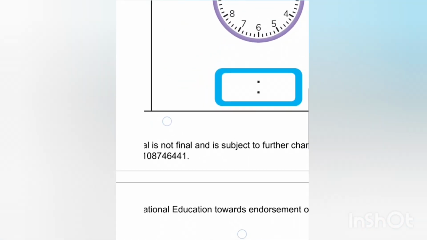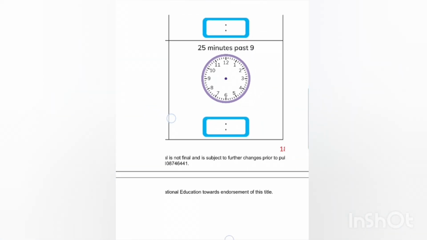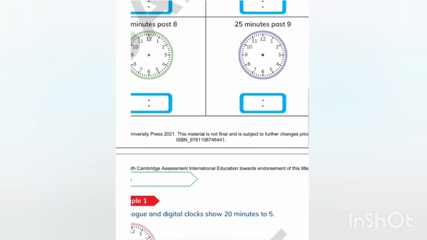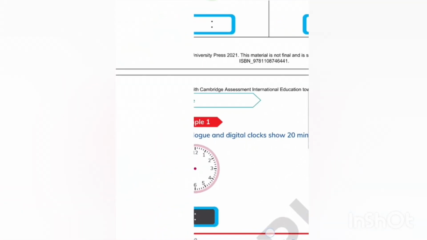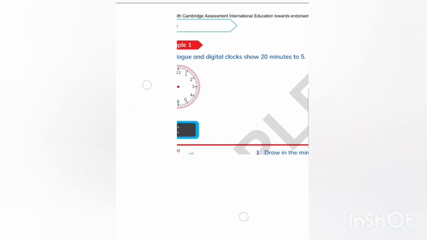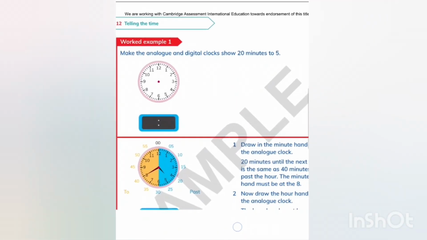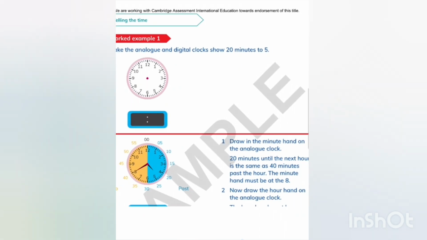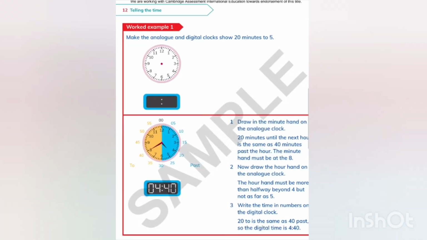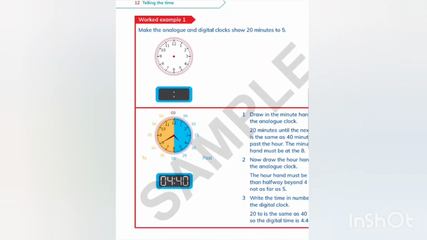Now we are moving towards page number 186. Let it open. Now we are on page number 186. What we have to do in here? This is page 186. Now these are the examples.